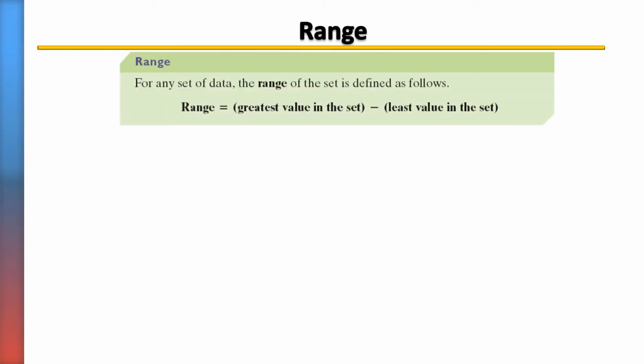Okay, let's find the range for a data set. For any data set, the range of the set is defined as the following. Simply take the greatest value in the set and the least value in the set and subtract them. Again, take your greatest number in your data set and your smallest number of your data set and subtract the two numbers and you have your range.